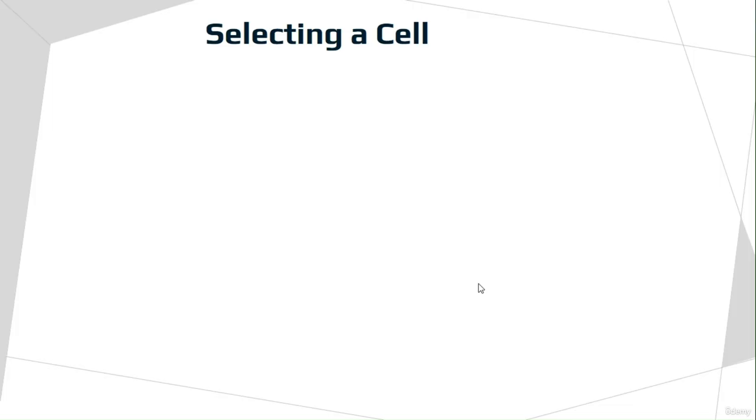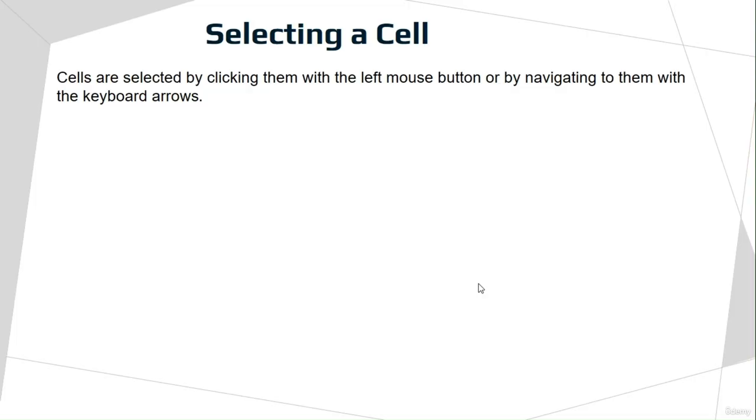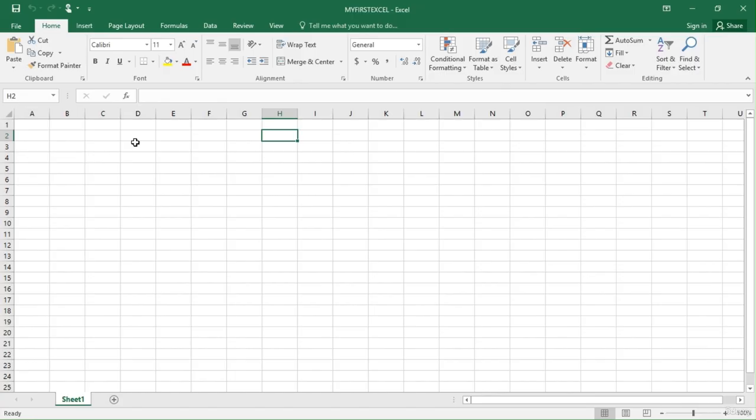The first operation for selection is selecting a cell. We'll look at how you can select a cell. Cells are selected by clicking them with the left mouse button or by navigating to them with the keyboard arrows. It is easiest to use the mouse to select cells. However, if you want to use your keyboard, it's still fine. Let's take a look at this. To select a cell, simply click on it.